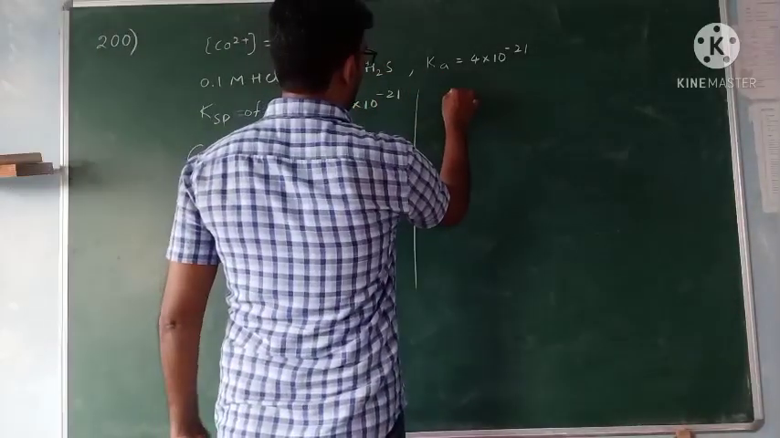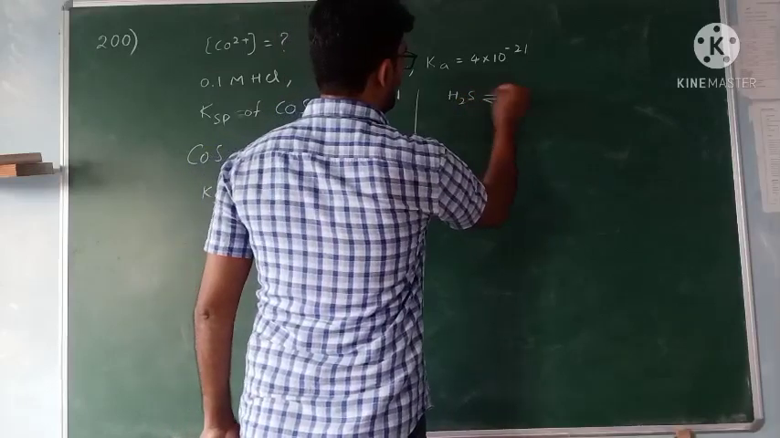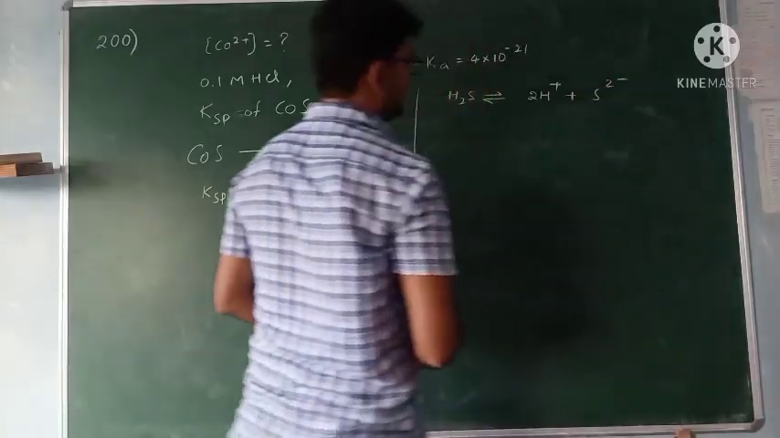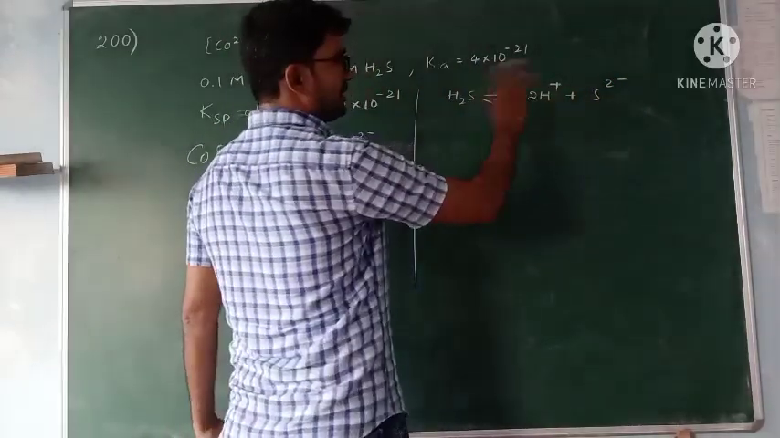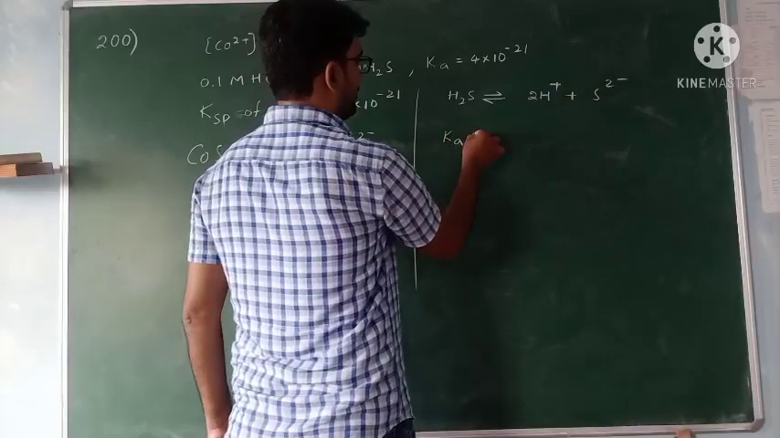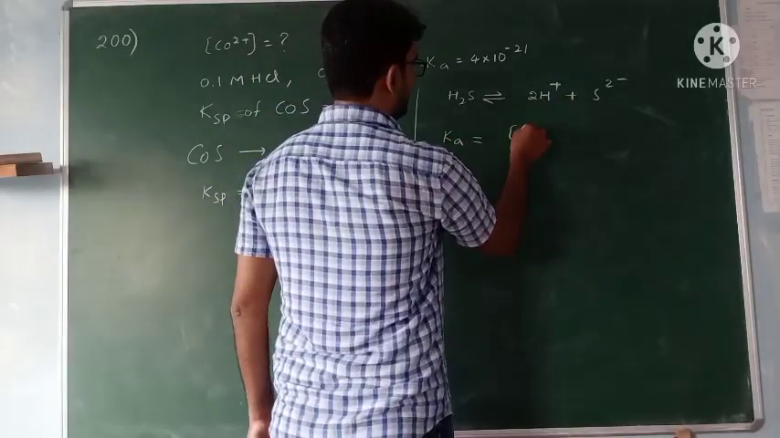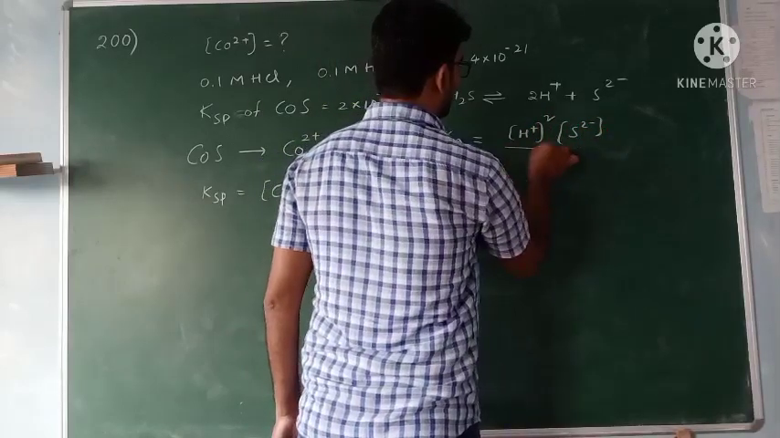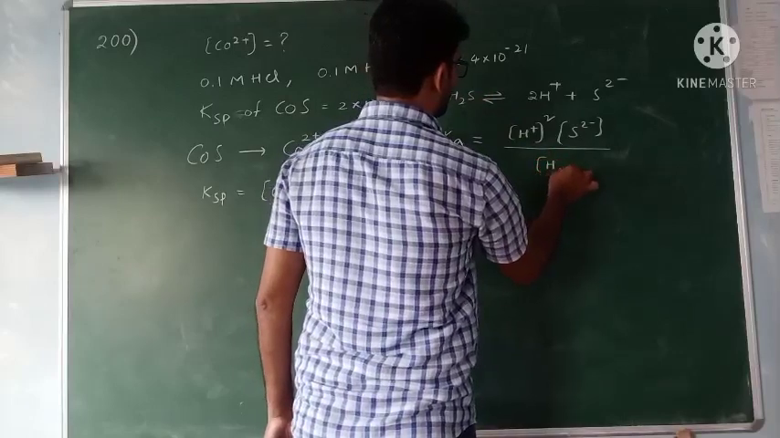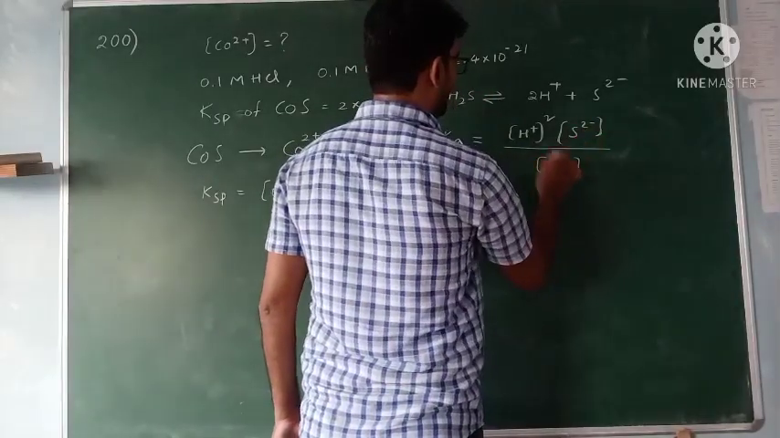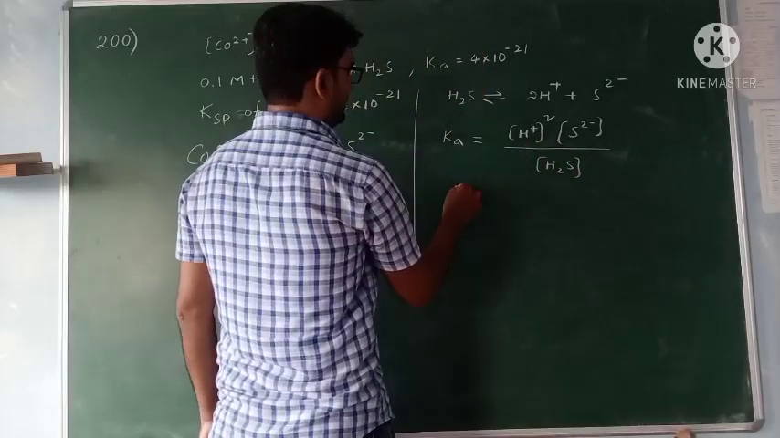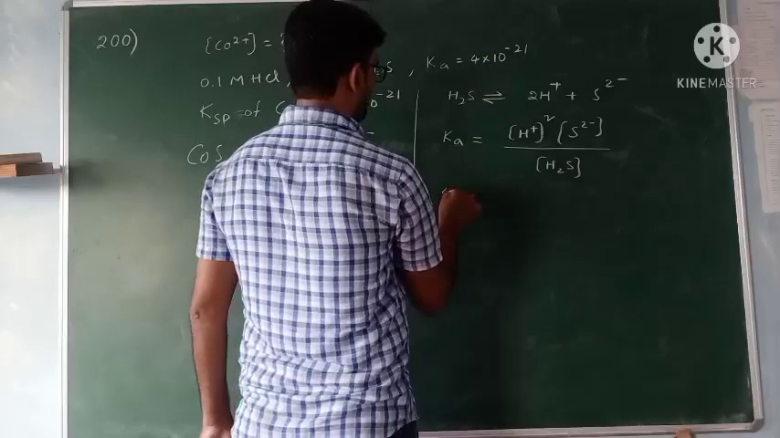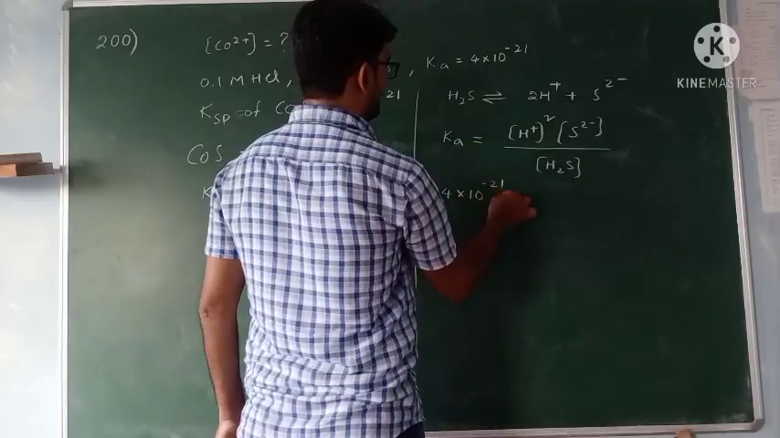H2S is given. How does H2S dissociate? H2S dissociates as 2H+ plus S2-. So this dissociation is complete. The dissociation constant Ka is equal to the concentration of H+ whole square times the concentration of S2-, divided by the concentration of H2S. We want S2-, so the remaining terms move to the other side.